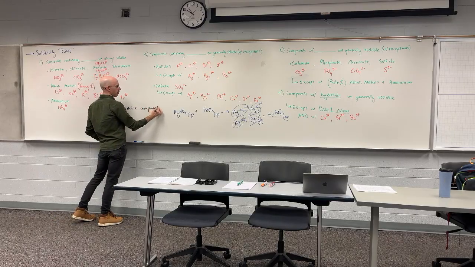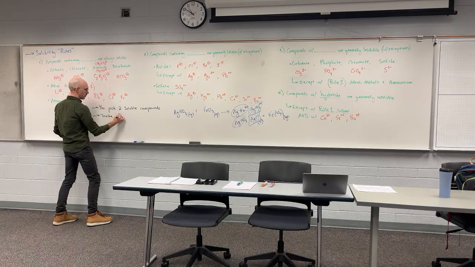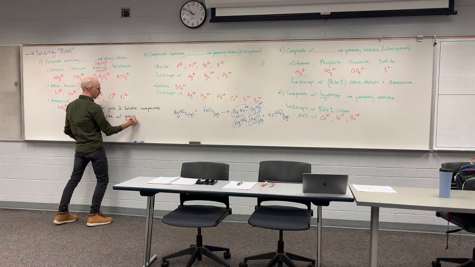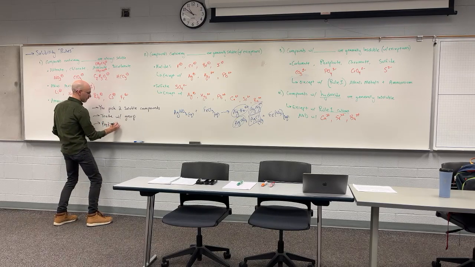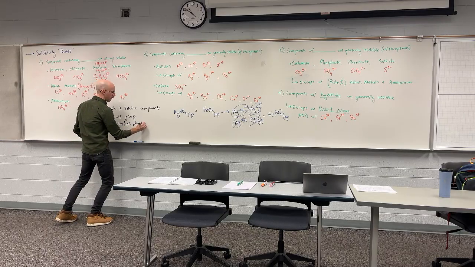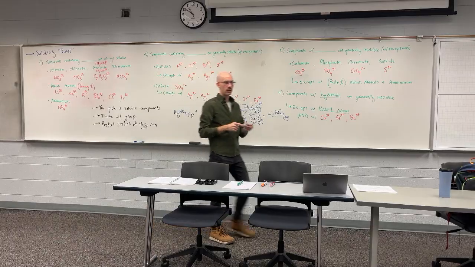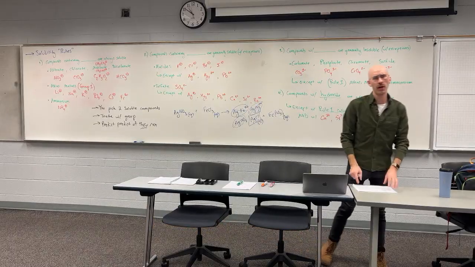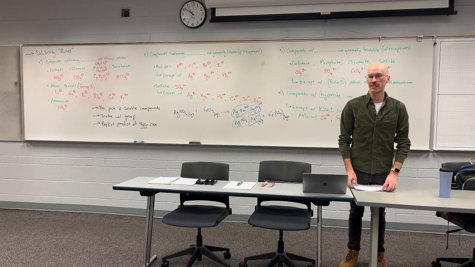Pick two soluble compounds. Trade with another group, and predict the product of their reaction. You could also solve the product of your own, but that's not the trick here.